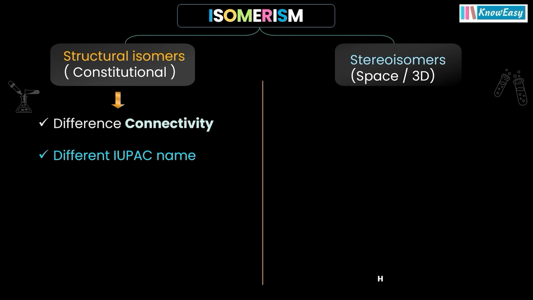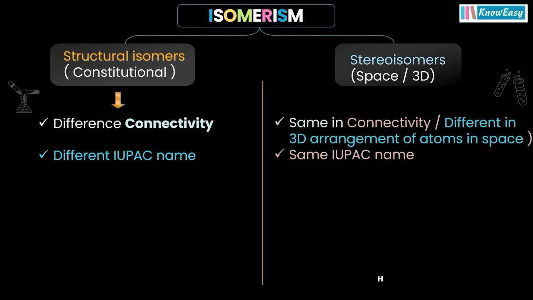Structural isomers have different IUPAC name. That means there must be a difference in the connectivity between the atoms. Whereas in the stereoisomers, the atoms have same connectivity. They have same IUPAC name, but there is a difference in the 3D arrangement of atoms in the space.